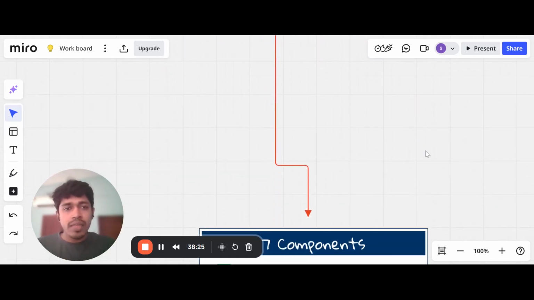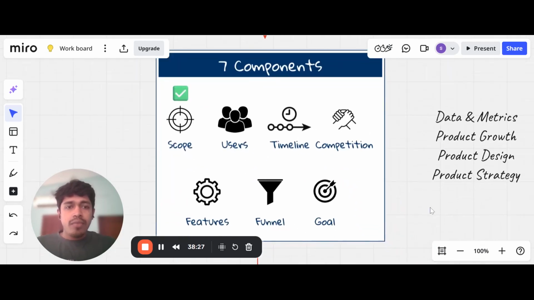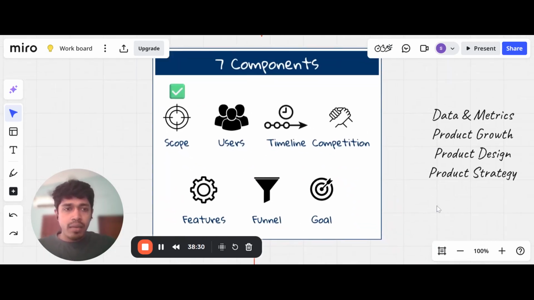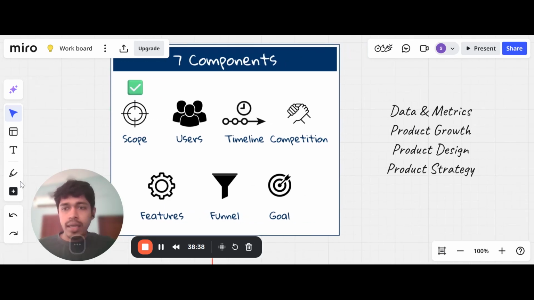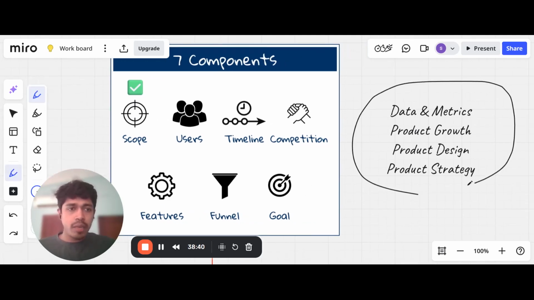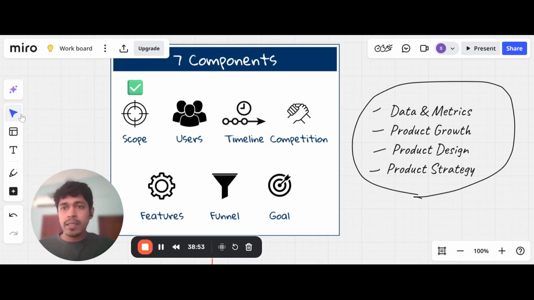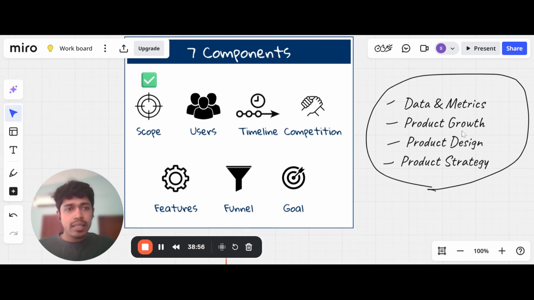So with this, we are ending the video here. We only talked about one out of the 7 components, and that was scope, right? And these are the 4 types of cases I was talking about. As a beginner, I would say you only focus on these 4 types of cases: data and metrics, product growth, product design, and product strategy. That's it. And we'll discuss these types once we talk about all 7 components. So the next video will be about users.